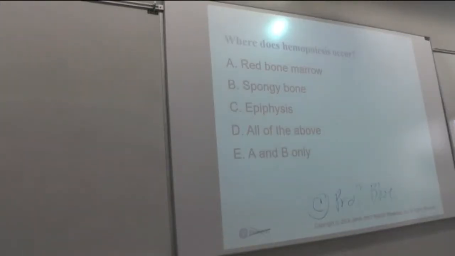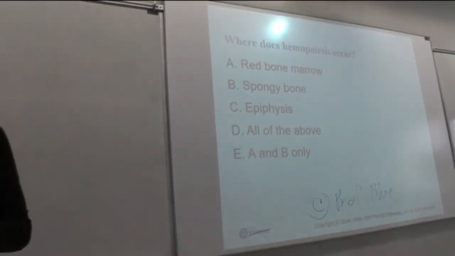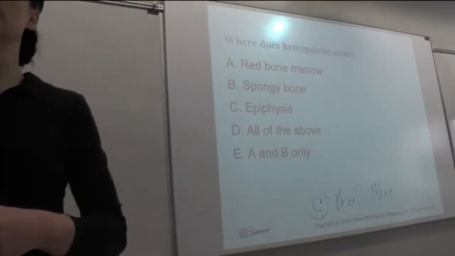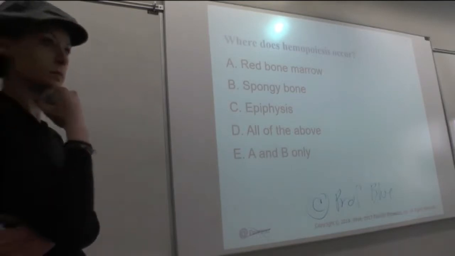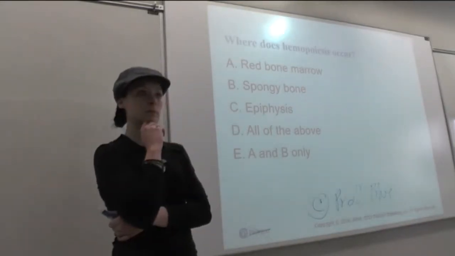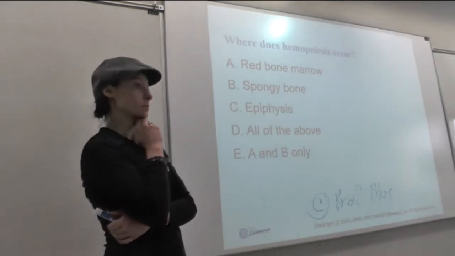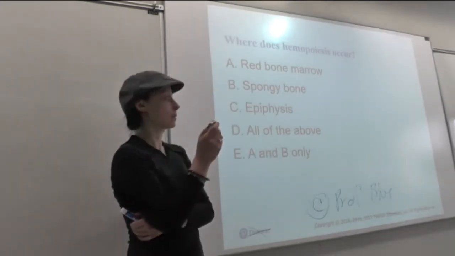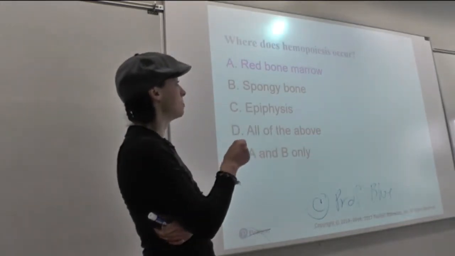Okay, where does hemopoiesis or hematopoiesis occur? Okay, we're looking specifically at where the process occurs. It's happening in red bone marrow.